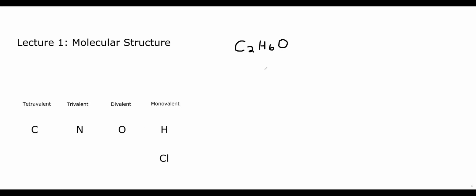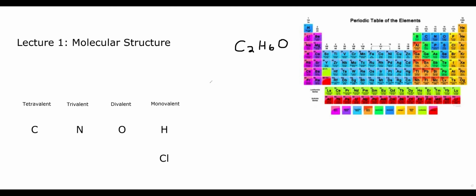review Lewis dot structures. Remember, Lewis dot structures show the valence electrons for an atom. So Lewis dot structures will show you very precisely how different atoms participate in bonding. If we want to draw a Lewis dot structure for carbon, what we have to do is look at the periodic table, and we have to simply count what column, or what group, carbon is in. Carbon is in group 4A.